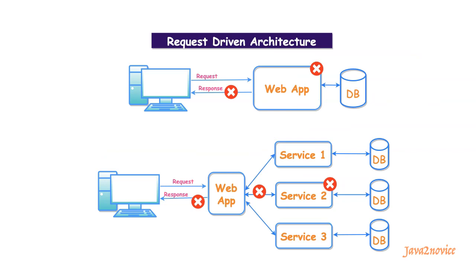Availability. In the request-driven system, irrespective of either monolithic application or microservice-based application, any component failure will directly impact the customer. Let's say this web app is down. Customers cannot place requests. It is a complete application downtime. Similarly, here also, let's assume that service 2 is down for some time. Not the entire system, it is just service 2 is down.